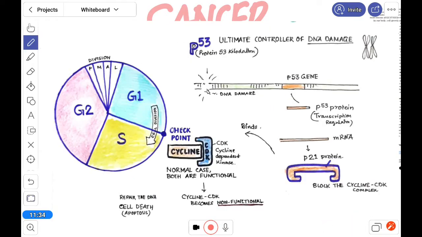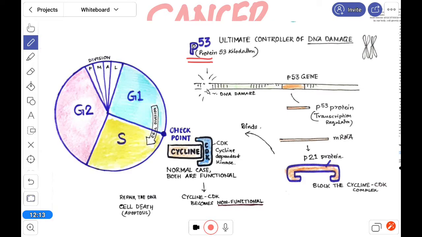One tumor suppressor gene is P53. P53 is known as the ultimate controller of DNA damage. It is called the guardian of the DNA. Many names are there. The protein's weight is 53 kilodalton, that is why it is named P53. P53 is found in the gene in normal cells, and it is active when the DNA is damaged. Otherwise also it is moderately active.